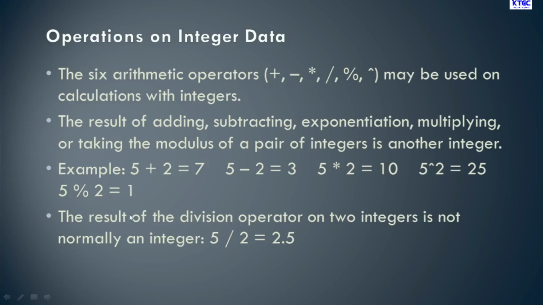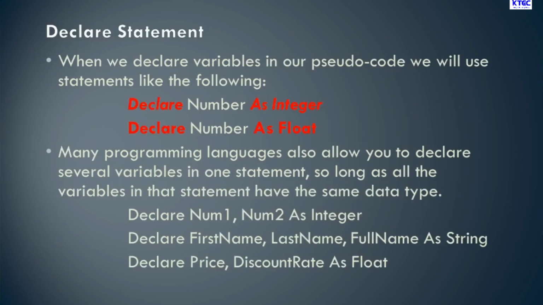Now, the result of the division operator on two integers is not normally an integer. So when dividing, it can be a float, it can also be an integer depending upon the numbers. In that case, to be on the safer side, declare it as a float. For example, 5 divided by 2 is 2.5, which is a float. Now, what of 6 divided by 2, which is 3? It's an integer. Sometimes you might not know what will happen in your division. So to be on the safer side, declare your result as a float, and then you'll be good to go.